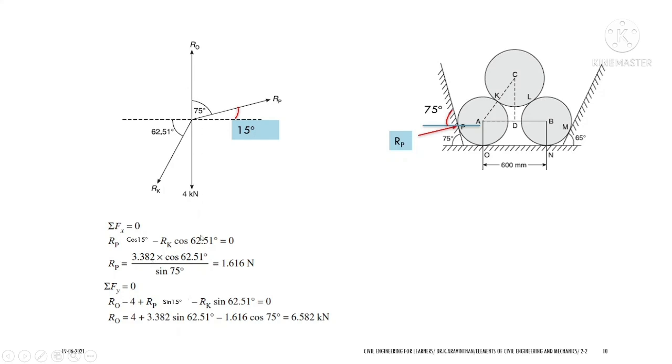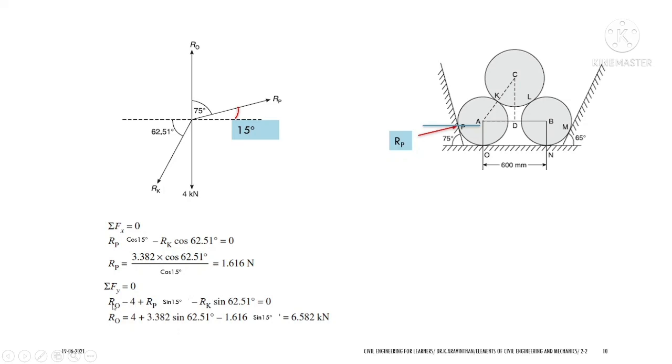Okay, hence if you resolve this equal to 0, since we know RK as 3.382 which we have found earlier, you can divide this by cos 15 degree and you will be getting RP as 1.616 kilonewton. If you resolve vertically, minus RK sin 62.51 degree and minus RK sin 62.51 degree, and you have 4 kilonewton which is acting downward, minus 4, and RO is acting upward, so it is plus RO, and RP sin 15 degree and RP sin 15 degree which will be acting upward after resolving.